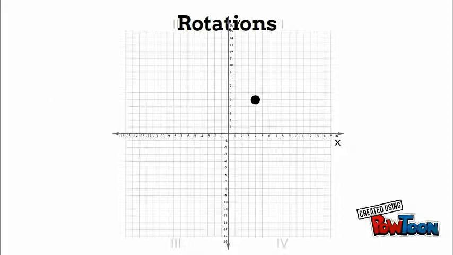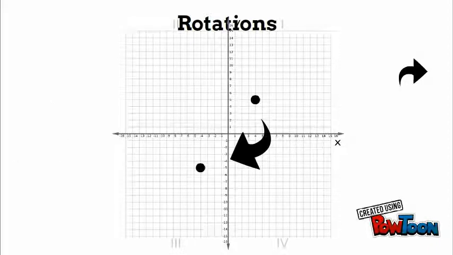Rotations are when a point is moved in a specified direction, most commonly clockwise or counterclockwise, to a specified extent, most commonly 90 degrees, 180 degrees, or 270 degrees, around a certain point.